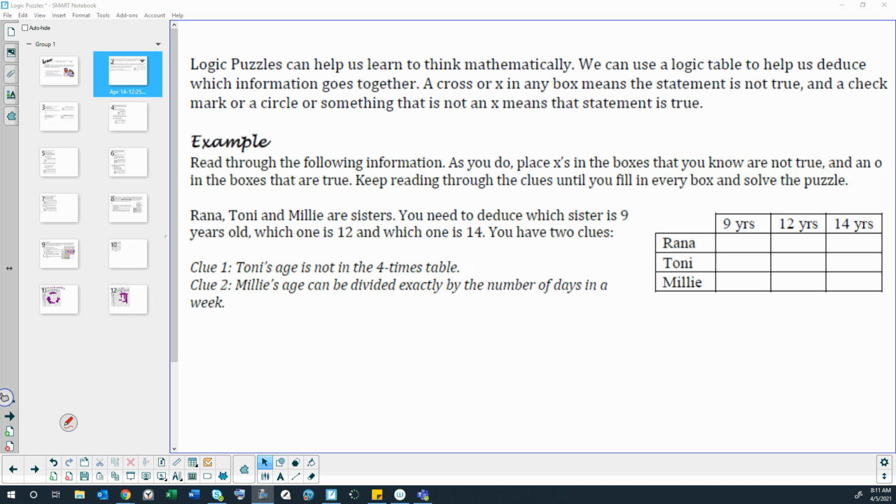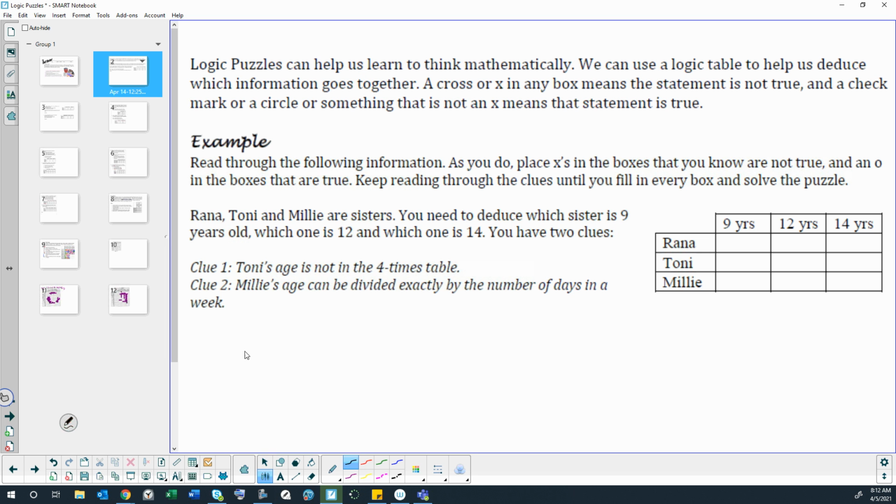Anna, Tony, and Millie are sisters. You need to deduce which sister is 9 years old, which one is 12, and which one is 14. You have 2 clues. Clue 1: Tony's age is not in the 4 times table. Clue number 2: Millie's age can be divided exactly by the number of days in a week.